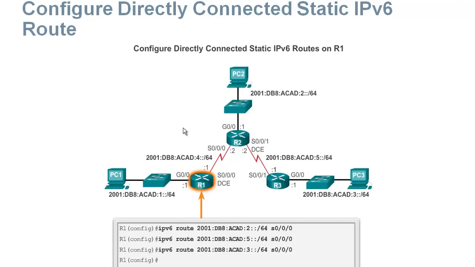All right, so here they do it differently. Same 3 static routes, only here they're using an exit interface. Remember, you can do exit interface or next hop. We prefer exit interface because it only results in 1 lookup in the routing table, whereas if you put a next hop IP address, it results in 2 lookups in the routing table. We want to avoid that. So it's ipv6 route, the target network, and where I send it to. So I'm sending it out my serial 0/0/0.